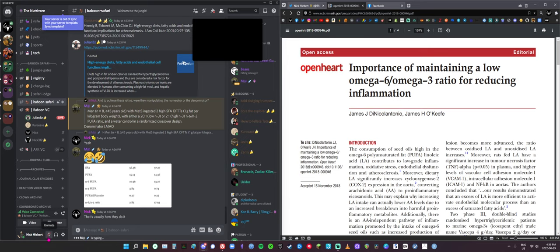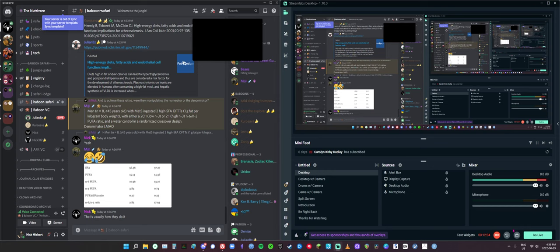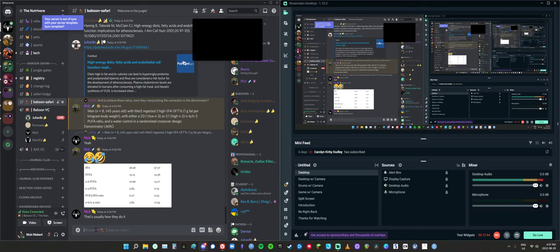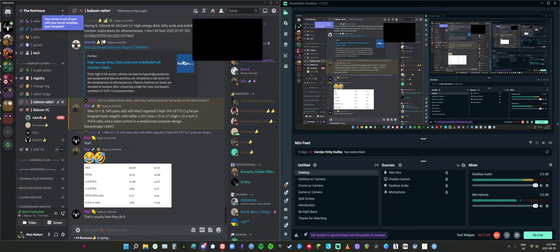Okay, so saturated fat mostly stayed the same. PUFA mostly stayed the same. Omega 6, 10 to 13. Omega 3. Yeah, they reduced omega 3. And then they said, so they reduced omega 3 nearly to zero, and that's what I was guessing.